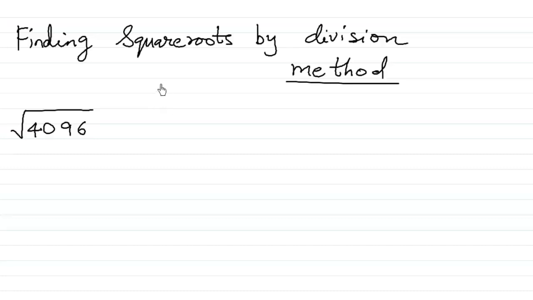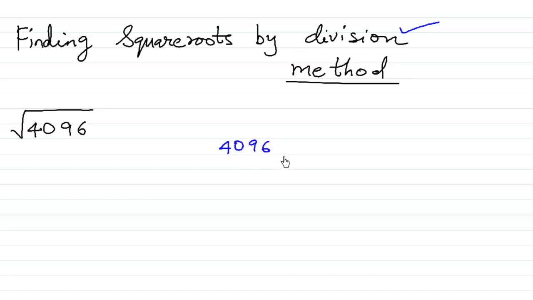Now let us learn how to find square roots by the division method. Using this method we can find the square roots of bigger numbers or even unknown numbers. Let us see how to do this. First of all, we shall write this 4096 over here.